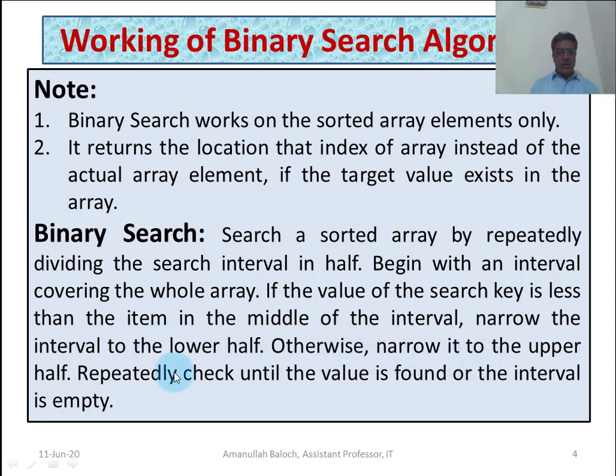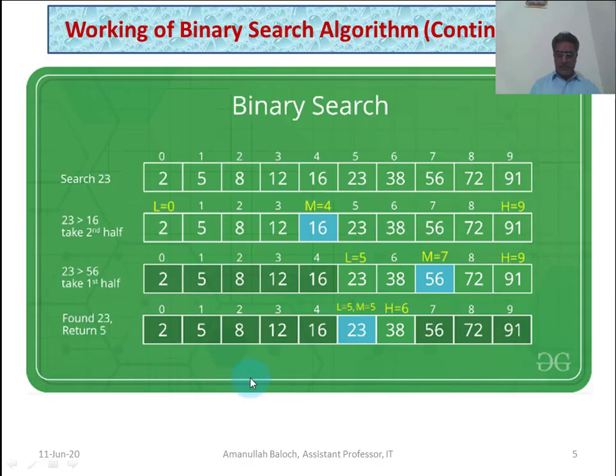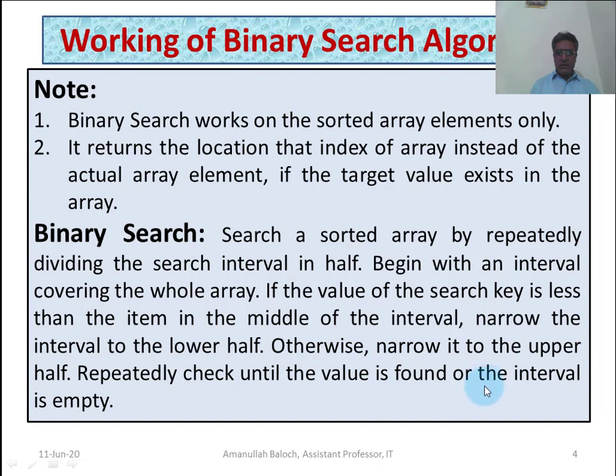Otherwise, narrow it to the upper half. If the target value is greater than the middle value of the array, it will accept the upper half and leave the lower one. Repeatedly check until the value is found or the interval is empty. In both cases, if it finds the value, it will return control by returning the index number of the target value, and if the target value does not exist in the array, it will report that the value does not exist.